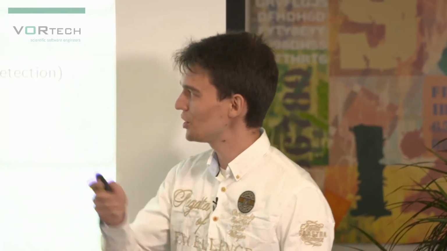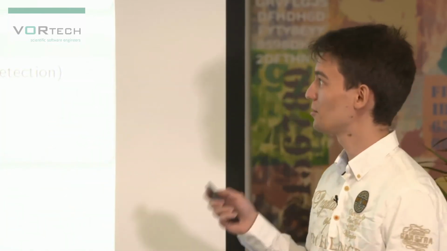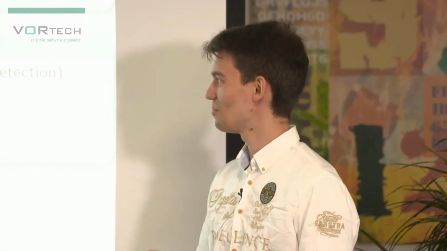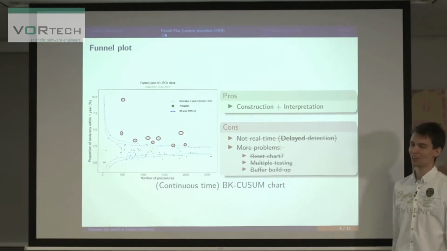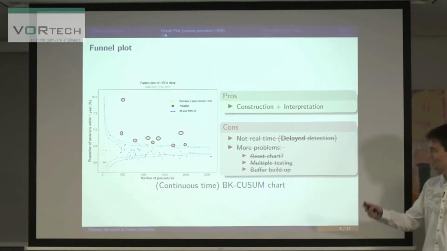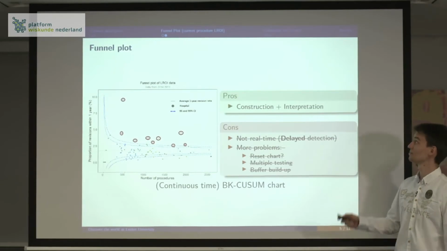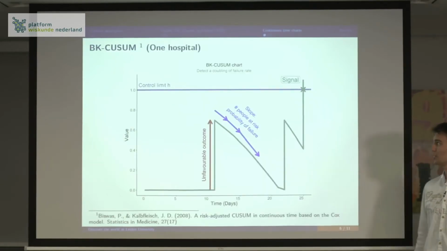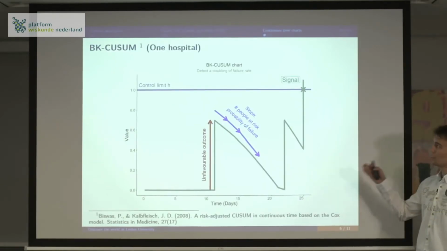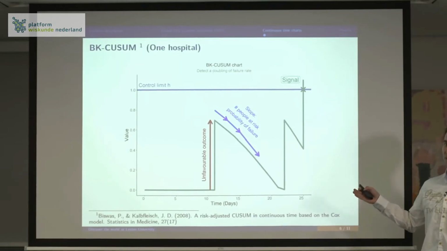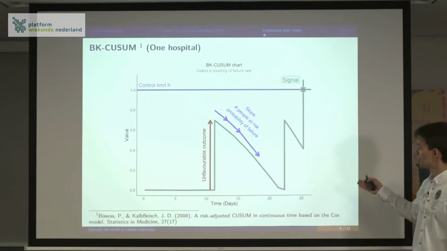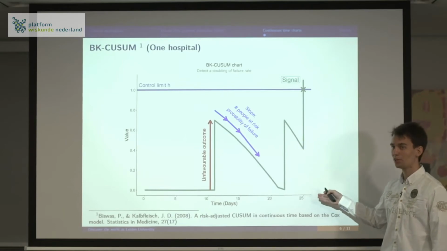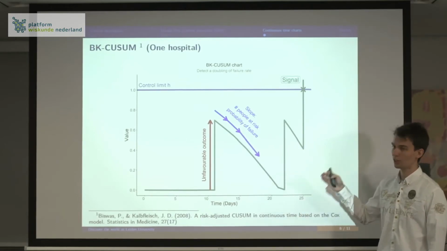But two researchers, Biswas and Kalfleis, have devised a new chart which actually negates all of these cons. And we call this chart the continuous time BK-QSUM chart. All right, let's look at such a chart, and you can see it here. This chart can be used to inspect the quality of care at one hospital. On the x-axis, now instead of number of procedures, we have the time in days from the start of the study.